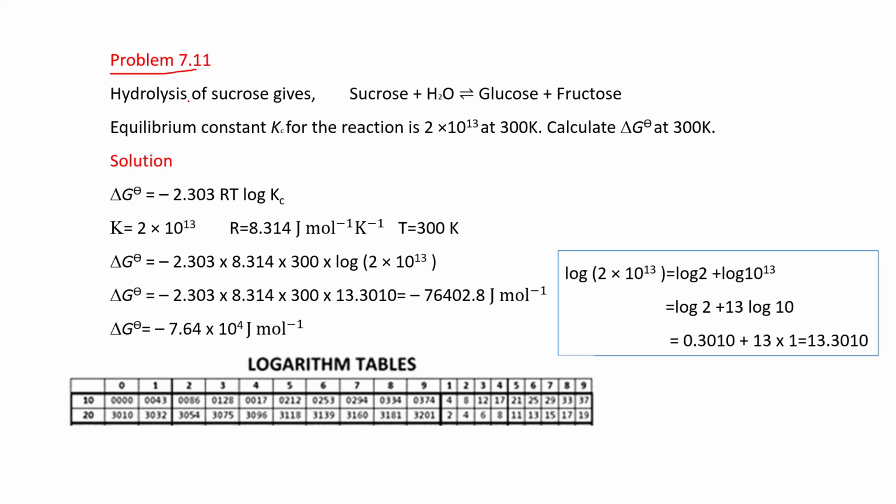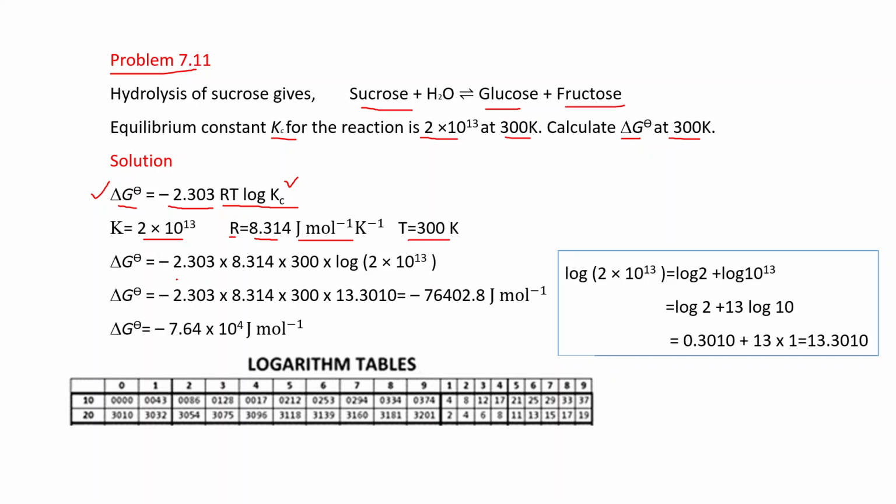Now see one more question. Problem 7.11. Hydrolysis of sucrose: sucrose plus H2O gives glucose plus fructose. The equilibrium constant Kc for the reaction is 2 into 10 to the power 13 at 300 Kelvin. Calculate delta G standard at 300 Kelvin. This is the formula which we will use. Delta G standard is equal to minus 2.303 RT log Kc. Okay. Now in this case, K is given as 2 into 10 to the power 13. R, the gas constant, is 8.314 joule per mole per Kelvin, and temperature is 300 Kelvin.